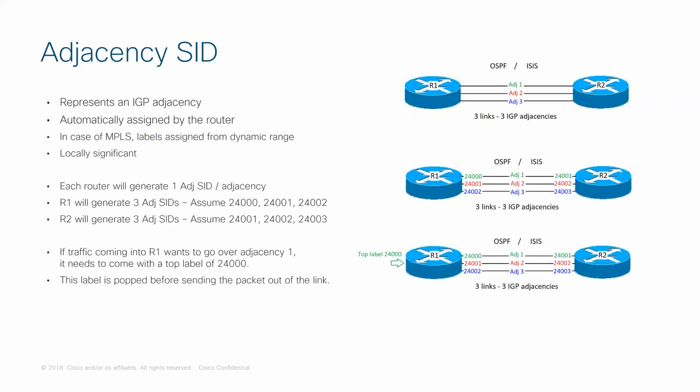See, if traffic coming into R1 wants to go over adjacency 1, then the packet that is coming in needs to have a top label of 24,000. This example is clear, right?